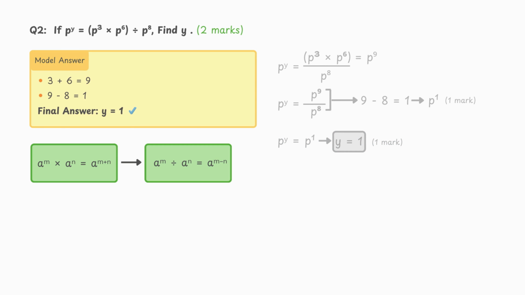This question uses two index laws. First, when multiplying powers with the same base, add the indices. Second, when dividing powers with the same base, subtract the indices. A useful way to remember the method is to work from left to right. First, simplify the multiplication in the numerator. Then, simplify the division. Finally, compare the indices.